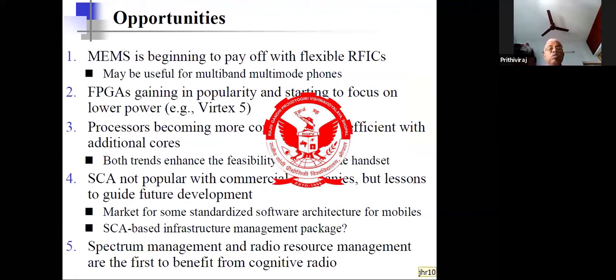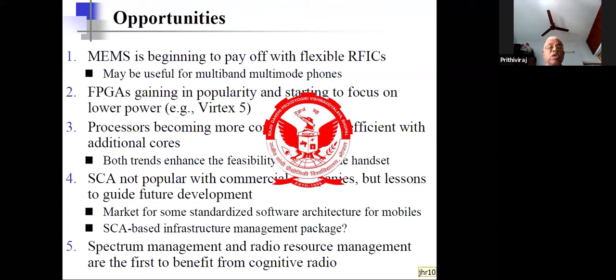So the opportunities now are: MEMS is beginning to pay off with the flexible RFICs, which may be useful for multi-band, multi-mode phones, where we are looking at the cell phone working across different bands of frequencies and different modes of operation, because one can be operated in the CDMA mode, the other in GSM mode, the other could be for a Chinese operating standard or a Japanese operating standard.